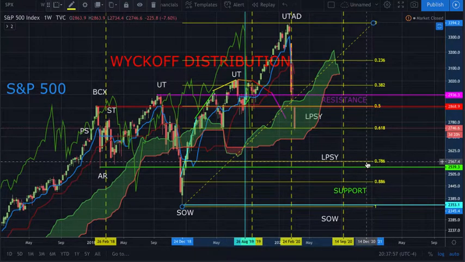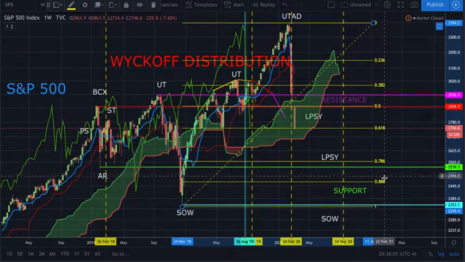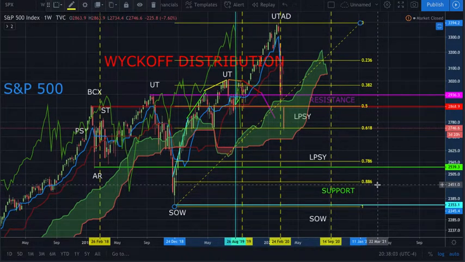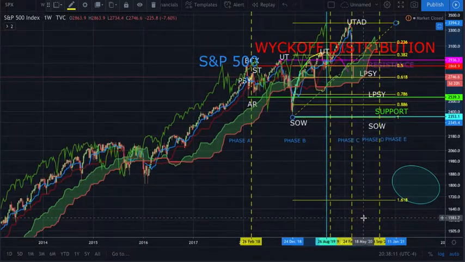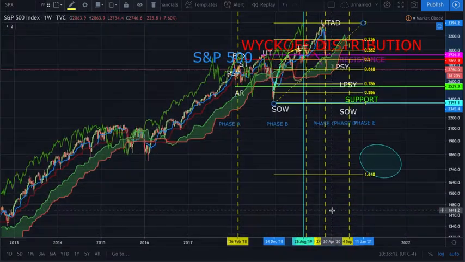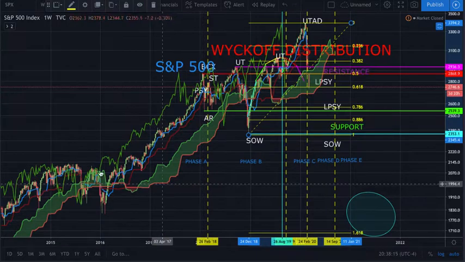At this point in time, the 0.786 is going to come in right in line with that green support level right here at like 25.60, and then finally the 0.886 is coming in down here at 24.63 and 23.53.